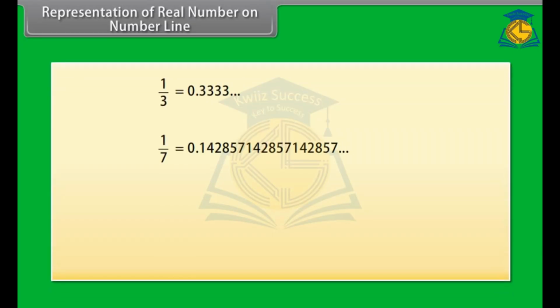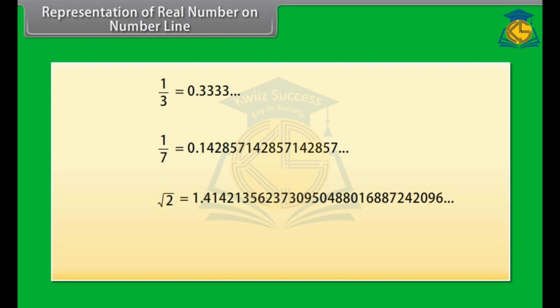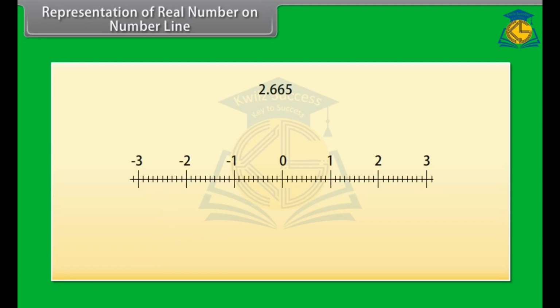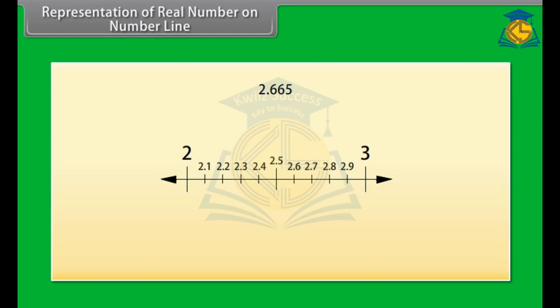Representation of real number on number line. We now know that every real number has a decimal expansion. That decimal expansion helps us to locate it on a number line. Let us locate 2.665 on a number line. We know that it lies somewhere between 2 and 3. Imagine dividing it into 10 equal parts.